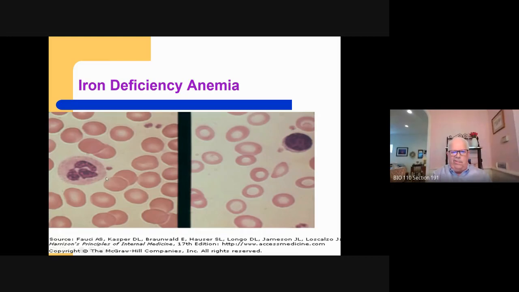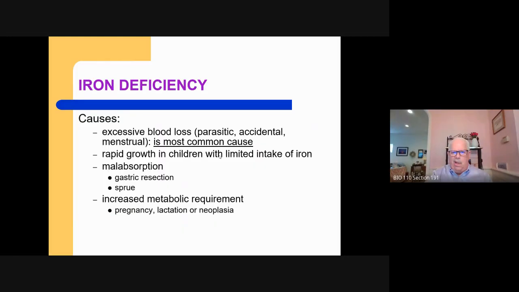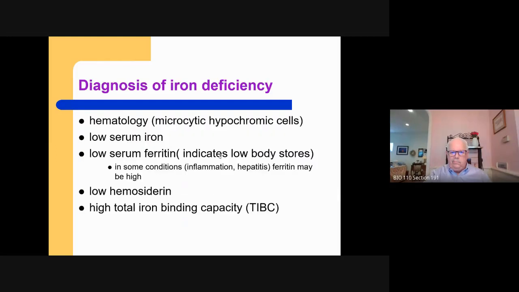Here's a normal sphere. Here is iron deficiency. You already know this. Okay? The most common cause of iron deficiency is blood loss. That's the most common deficiency. How do we diagnose it? Don't worry about how you diagnose it. It's not important.